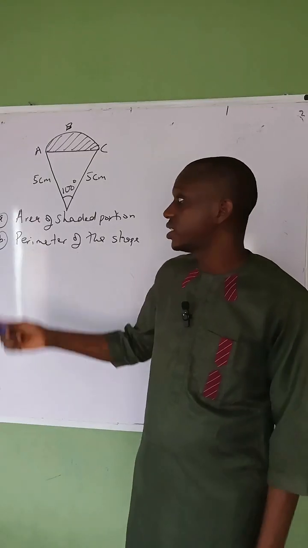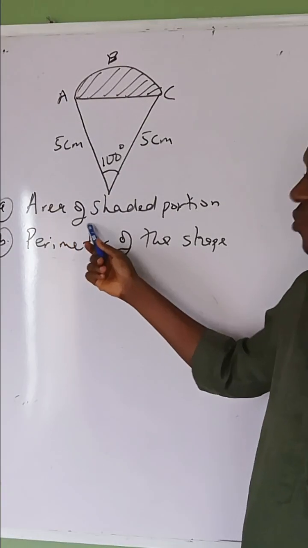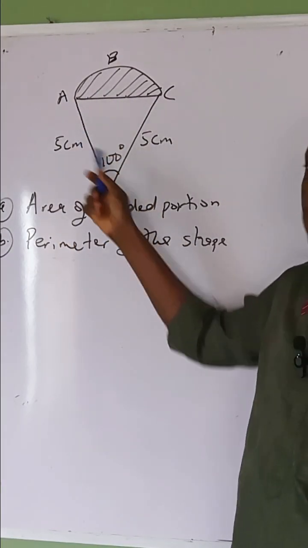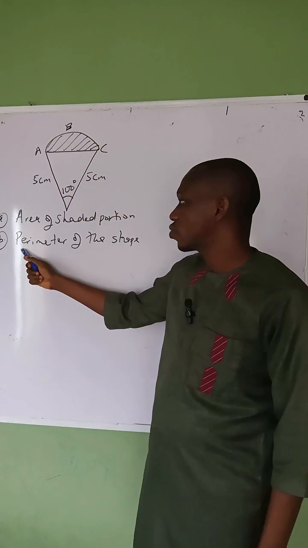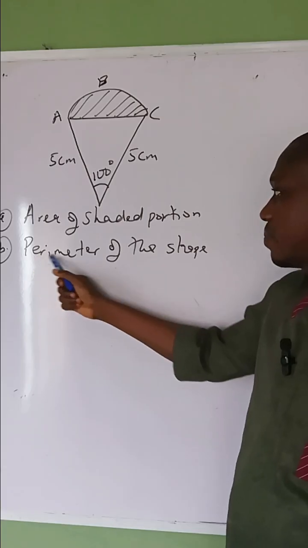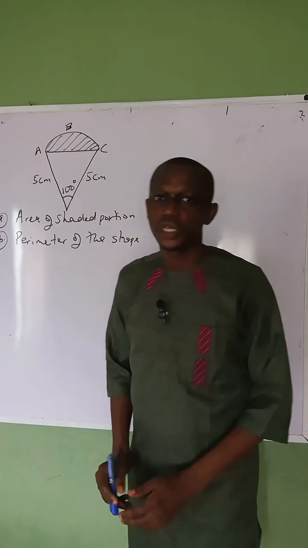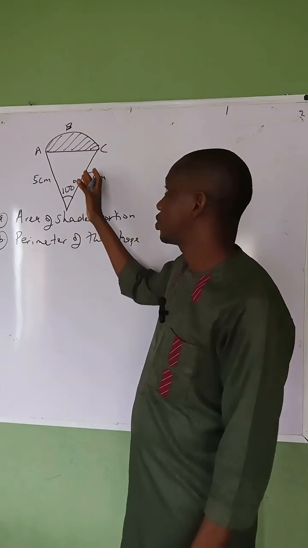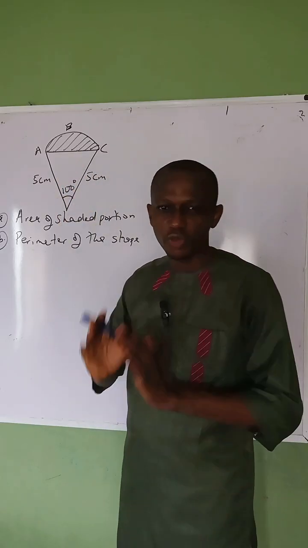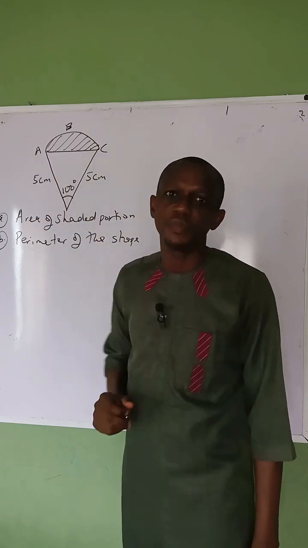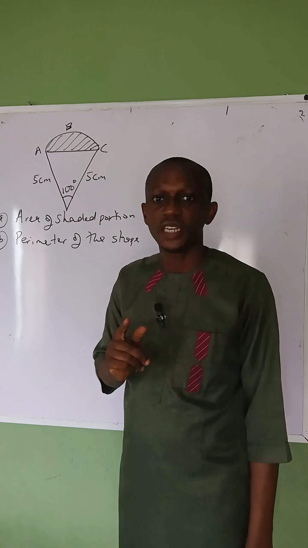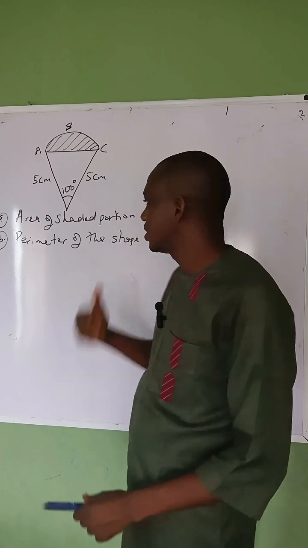If you are to calculate the area of the shaded portion of this particular shape, this is the shaded portion. And the second question is to find the perimeter of the shape. Now, to calculate the area of the shaded portion, there are two shapes here which we must understand properly, because the shaded portion is not a regular shape. So we have to get the two shapes.